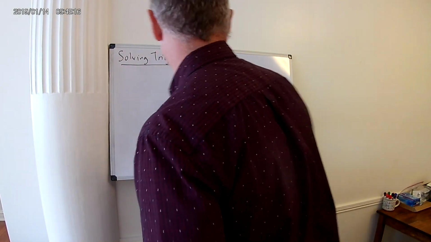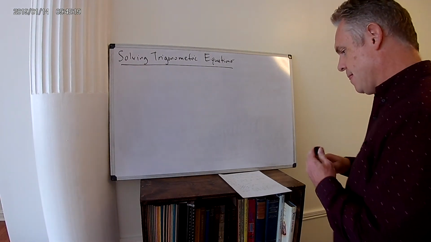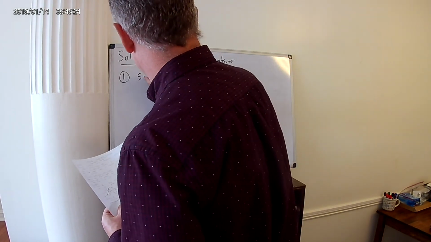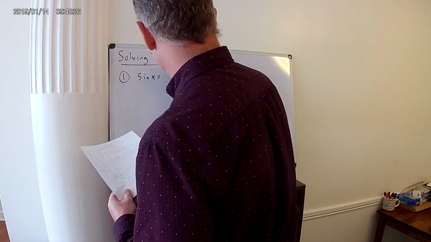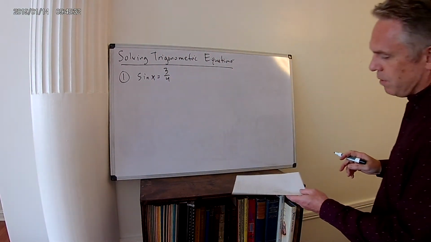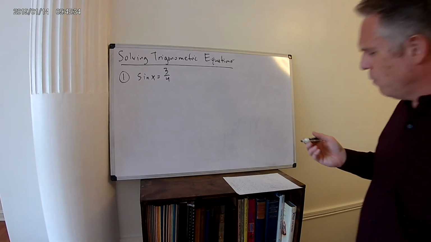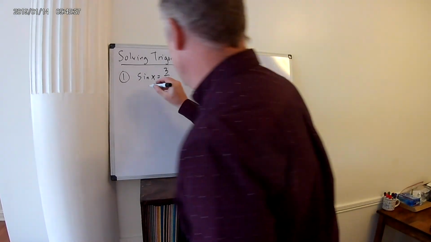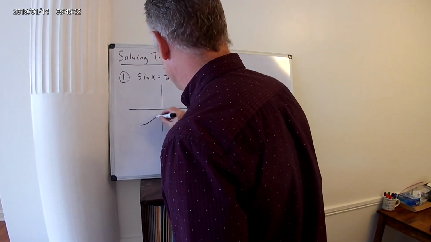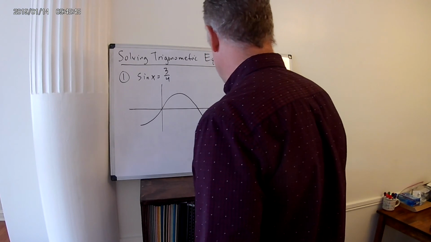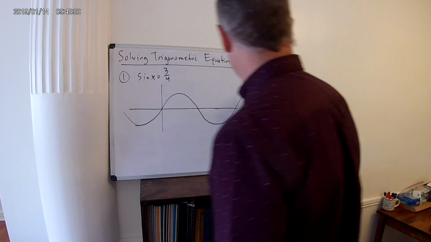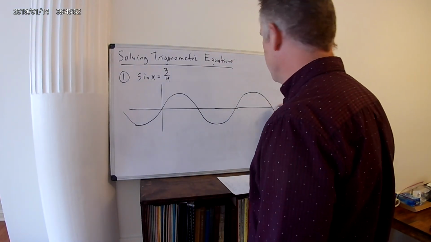So let's consider our first example. Our first example is sine of x equals 3/4. We want to find the solutions to this equation. I think the most helpful thing here is to create a graph, first of all. So let's create a graph of sine of x. Sine of x looks like this, and it comes back up like this. There we go.